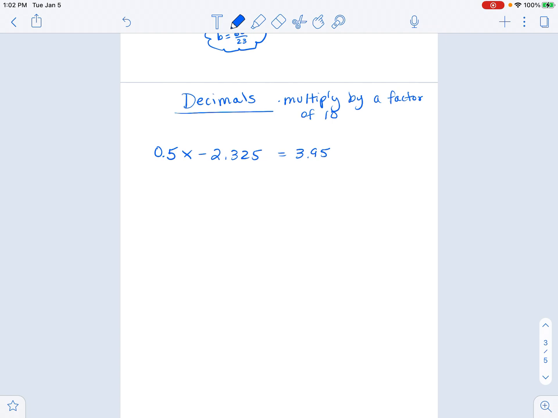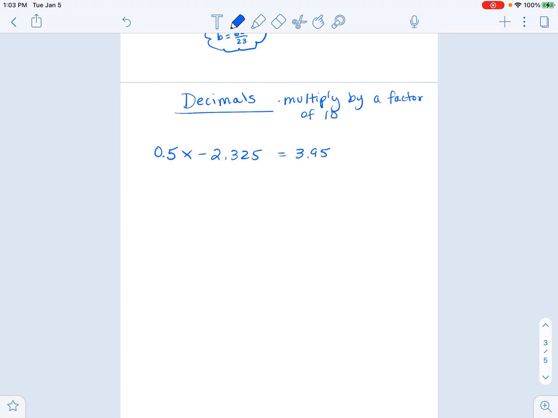When you're working with decimals, multiplying by a factor of 10 is actually quite easy because all it means is that you're moving the decimal point to the right a certain number of places, right? So, for example, if you're multiplying by 100, because 100 has 2 zeros, you're moving the decimal point 2 places to the right. If you're multiplying by, let's say, 1,000, the number 1,000 has 3 zeros, so you're going to move the decimal point 3 places to the right.